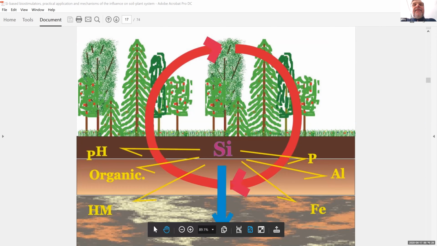As we said before, silica is located in the soil, but the active form of silica has influence on different soil properties like pH, stability of organic matter, and mobility of heavy metals, phosphorus, aluminum, and iron. So in 1 or 2 hours, we cannot describe all the properties of silica and all its effects on soil properties. So we will talk only about selected properties.